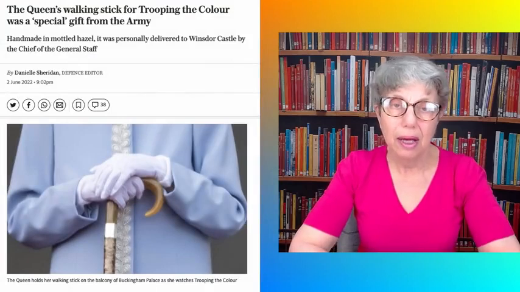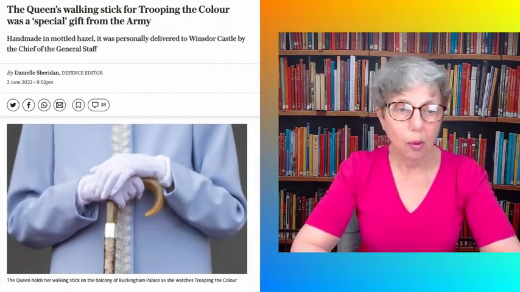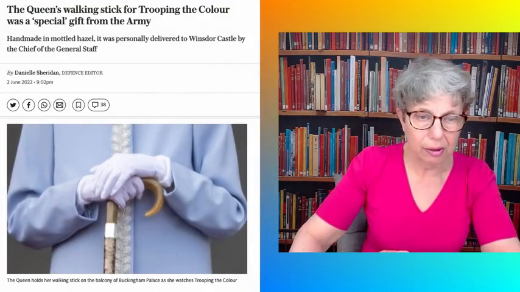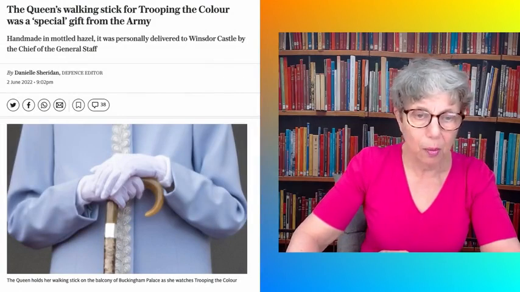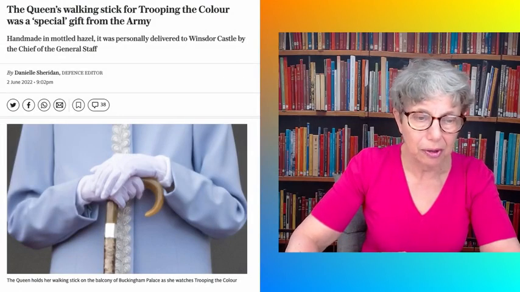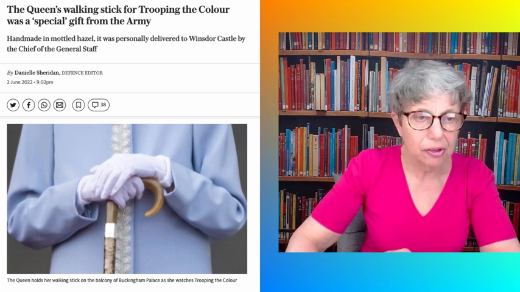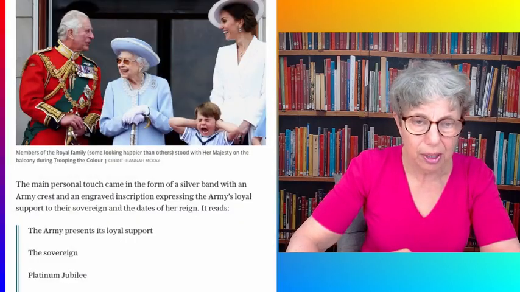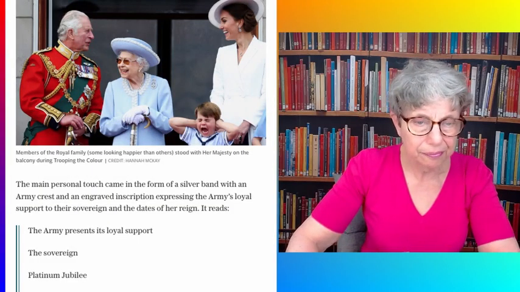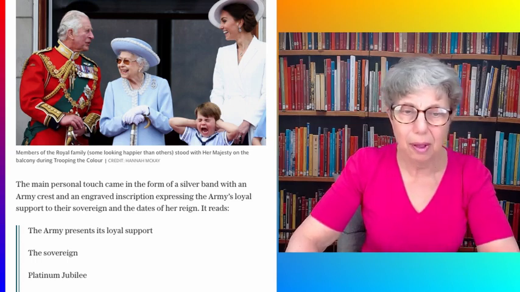Okay, now, the Queen's walking stick. Well, I'm going to read you this article about it. Well, part of it, I'm going to zip through it. This is the Queen with her walking stick, or somebody with a walking stick anyway. And it says here that it was a gift from the army. And here's a picture of her with Charles and Catherine. Yep, they are, and one kid.